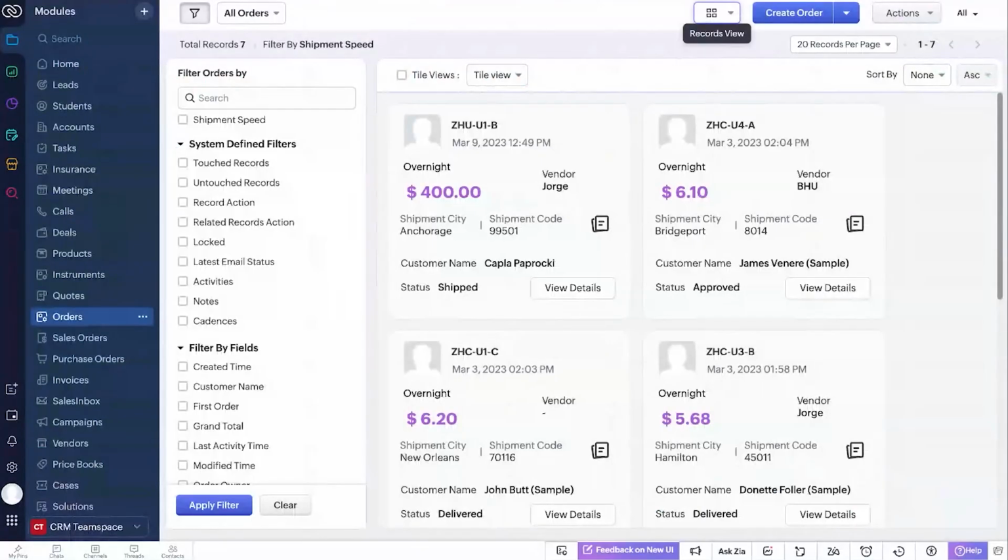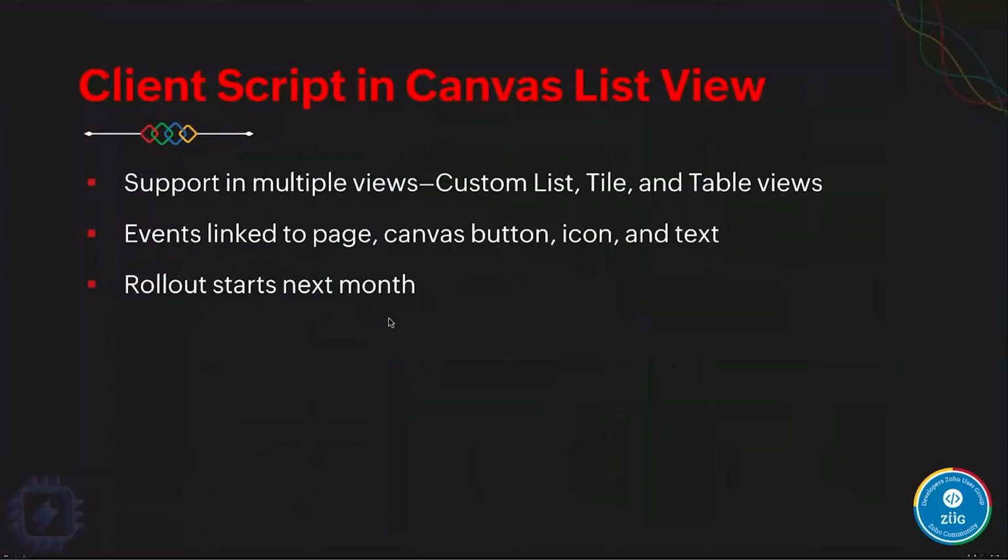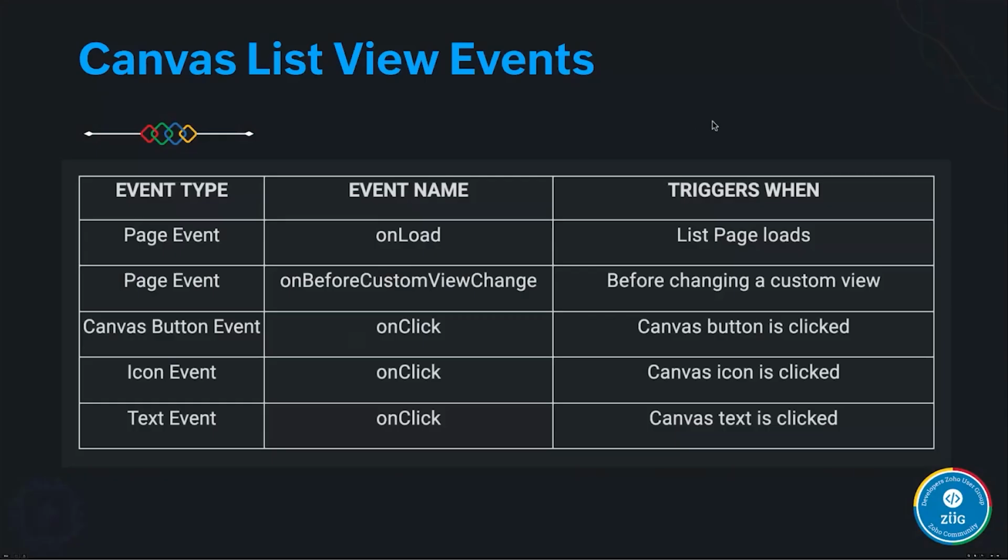Just like in a normal detail page, for example, you can link it to a pick list, a button, a checkbox, a text field, whatever. So here in the canvas view, you can link it to the page, an icon, a button, text, and so on, right? And like I said, the rollout will be starting next month. So these are the Canvas list view events that you can take advantage of. The onload is something that was supported for the other views, and now the canvas list view will be supporting it as well.